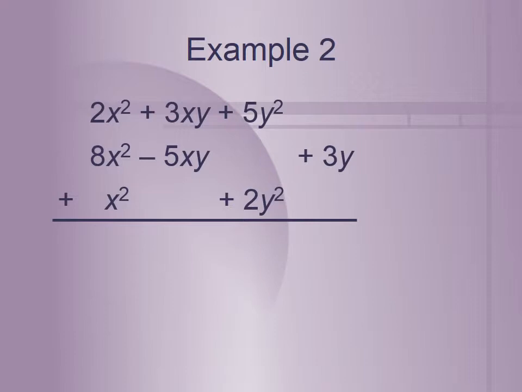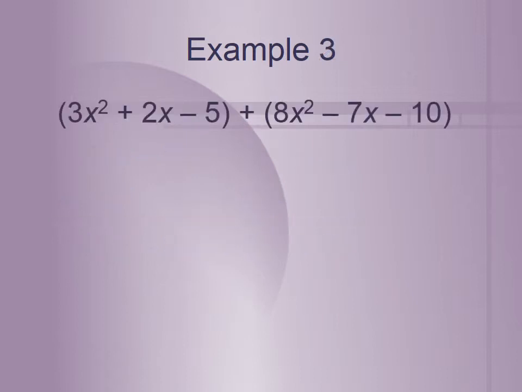We're also going to add a third polynomial. This polynomial is x squared plus 2y squared. So we're going to line the x squared up with the other x squareds, and we'll line the 2y squared up with the 5y squared. So this 3y has nothing to combine, so it's just going to be part of our answer. Then we have 5y squared plus 2y squared, which gives us 7y squared. Then we have 3xy minus 5xy, which is negative 2xy. Then 2x squared plus 8x squared plus x squared is 11x squared.